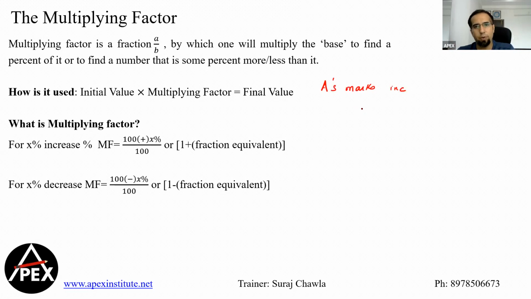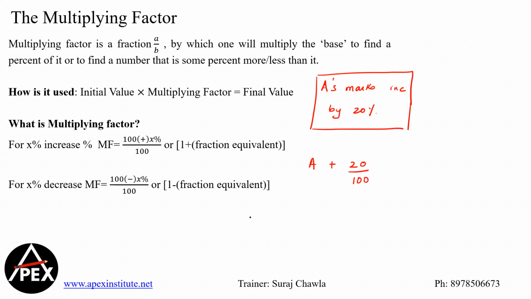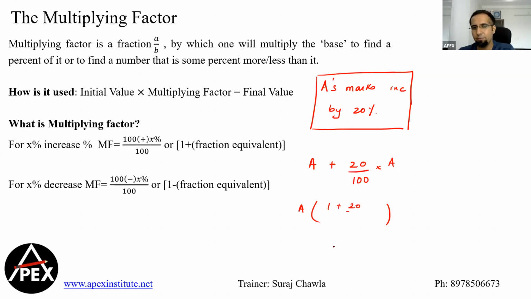increase by 20%. Okay. Now, how do we write this? We write this as A plus 20% of what? 20% of A. Clear? Similarly, if you take A as the subject, you get 1 plus 20 by 100. Or when you take the LCM, you get 120 by 100. Clear, guys, at this point? If I say A's marks increase by 20%, this is how we calculate the percentage, the value of A's marks.